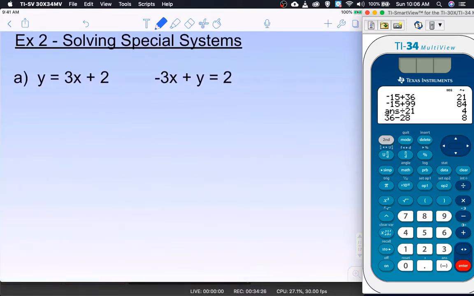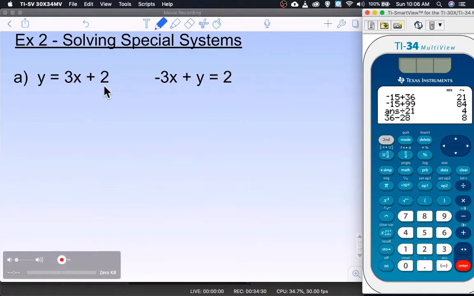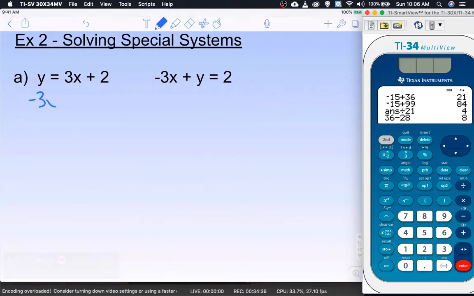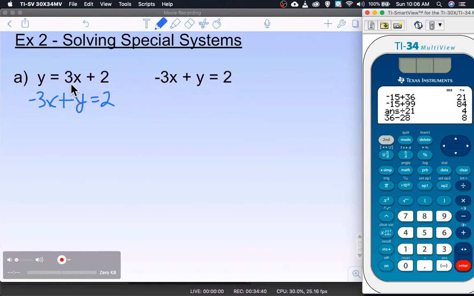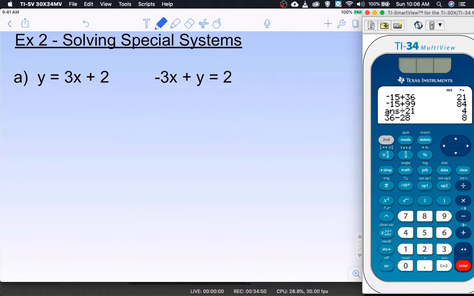Now, some special systems. If you look here, these equations are set up side by side. Even if I rewrite them right now, -3x plus y equals 2, you see they are not set up up and down from each other. The x's are not lined up with x's and y's with y's, and it's not pretty. So we have to do a little bit of rearranging ourselves. And it's not too bad.